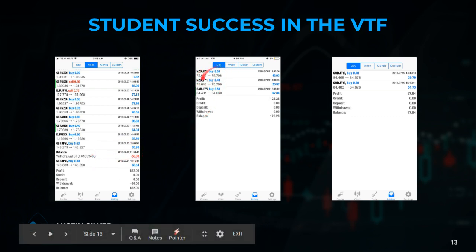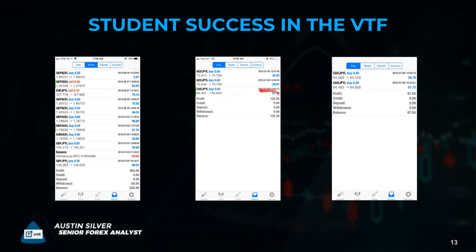He also traded NZD JPY, but CAD JPY, he pulled out a nice 15-pip trade in at 84.48, out at 84.63. It's exactly 15 pips. Another one of the guys in the room this morning, in at 84.46, out at 84.57, in at 84.48, out at 84.62. Just really solid trades from everybody in the room today.